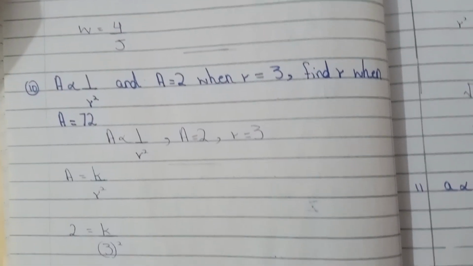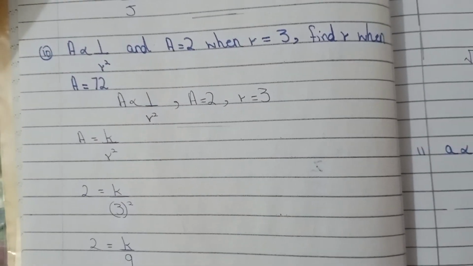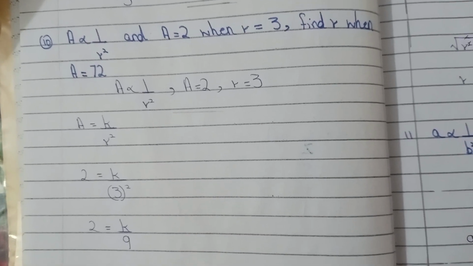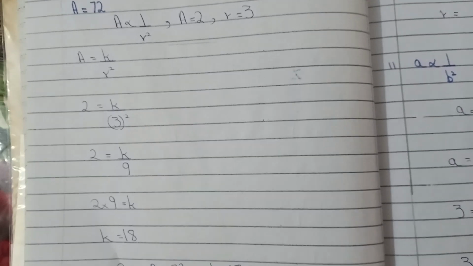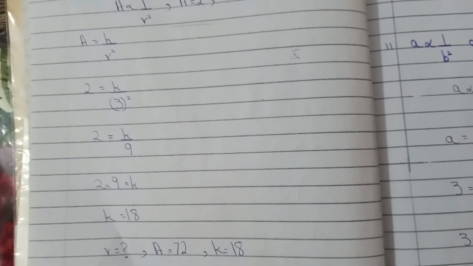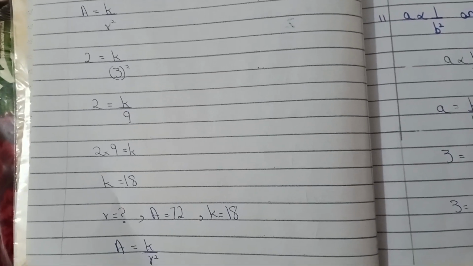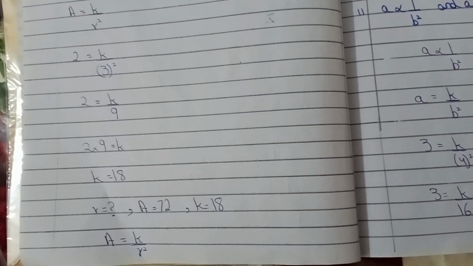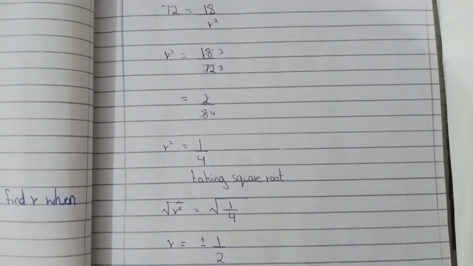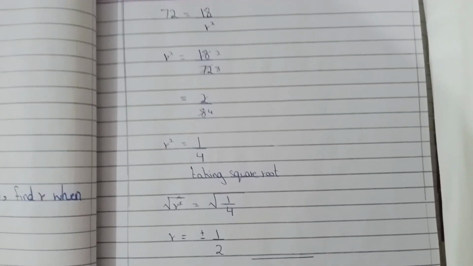Now a is inversely proportional to r square, so we can write a is equal to k over r square. a is given, r is given. After doing the calculation, we have got k is 18. And it is given to us that a is 72 and k is 18, and we have to find r. Now by putting these values in the equation, we have got r square equal to 1 by 4. Take the square root, we have got r equal to plus minus 1 by 2.